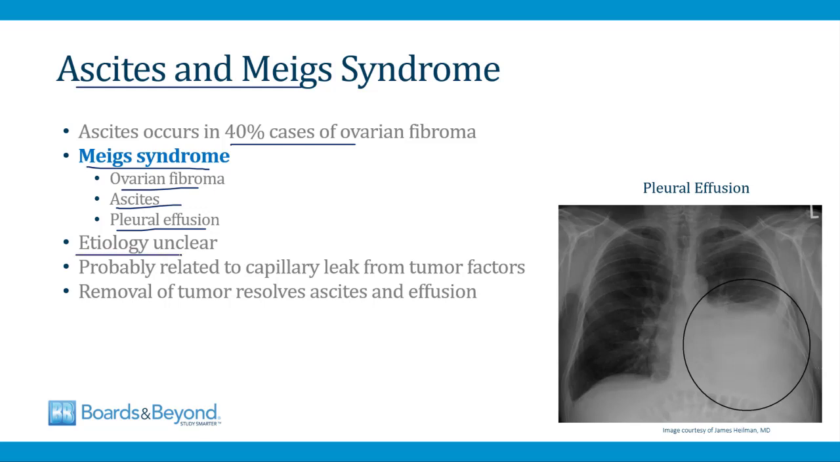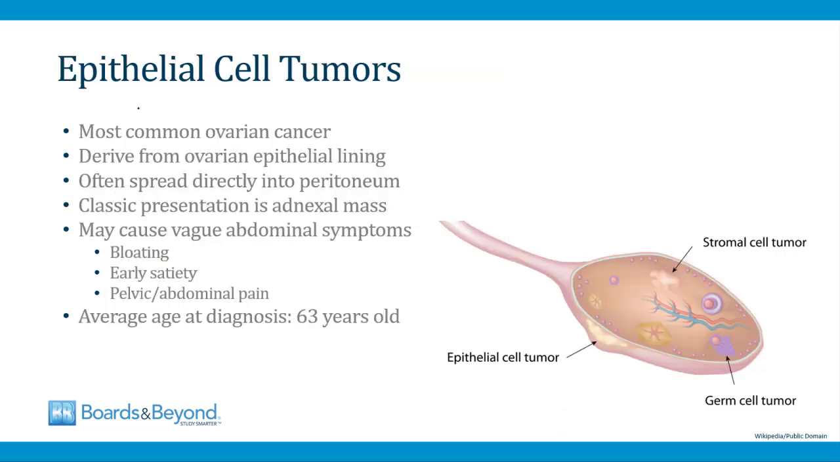The etiology of this is unclear. It's probably related to capillary leak that's caused by some tumor factor that is released from the tumor. We do know that when you remove the tumor, that resolves the ascites and effusion. So in a woman who's postmenopausal with a unilateral pelvic mass who develops ascites and pleural effusions, one of the things you should think about is that she could have Meigs syndrome and that her mass may be an ovarian fibroma.